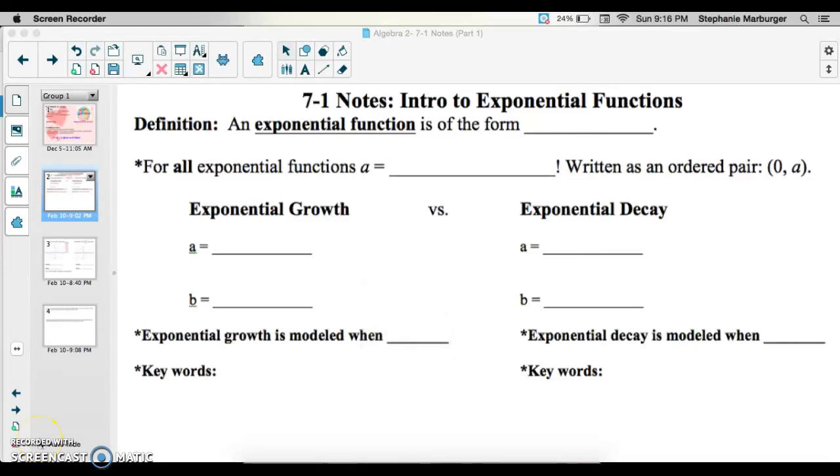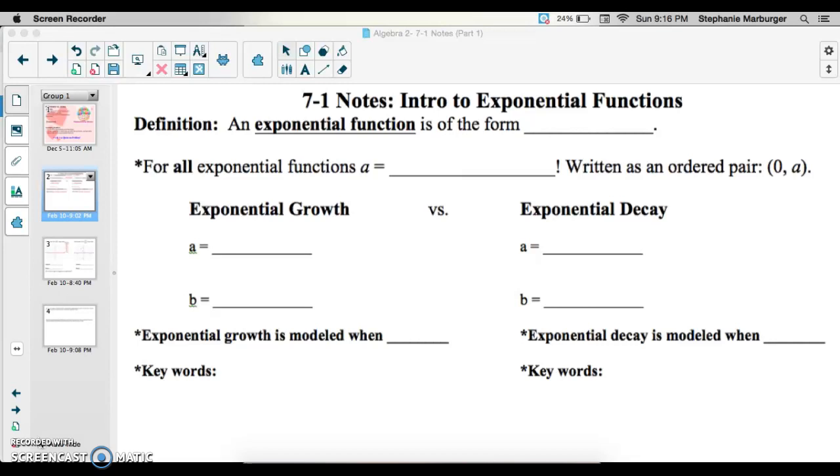Hi, you guys. I wanted to go through and give you a quick intro to your 7-1 notes to try to help answer some questions before you get started so you can sort of attempt to teach yourself. Part of the reason why I'm okay with doing it this way is, well, I'm not there, and because you have seen exponential growth and decay functions from Algebra 1, so it is a little bit of review.